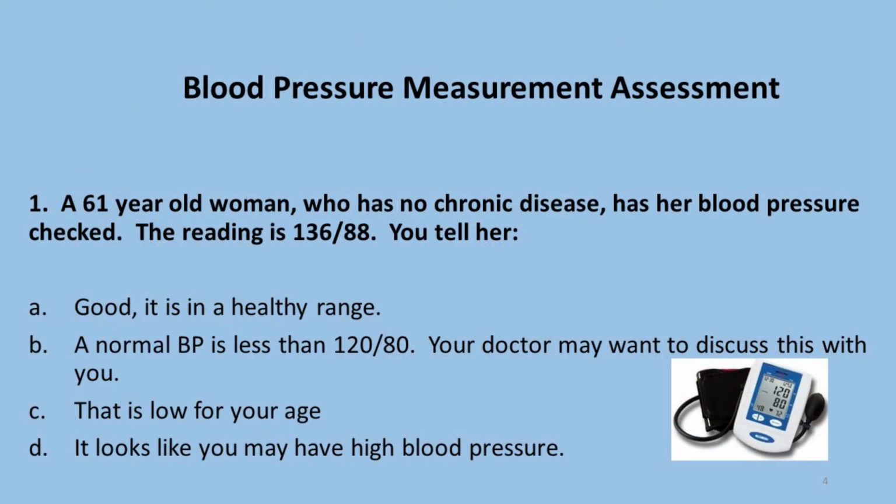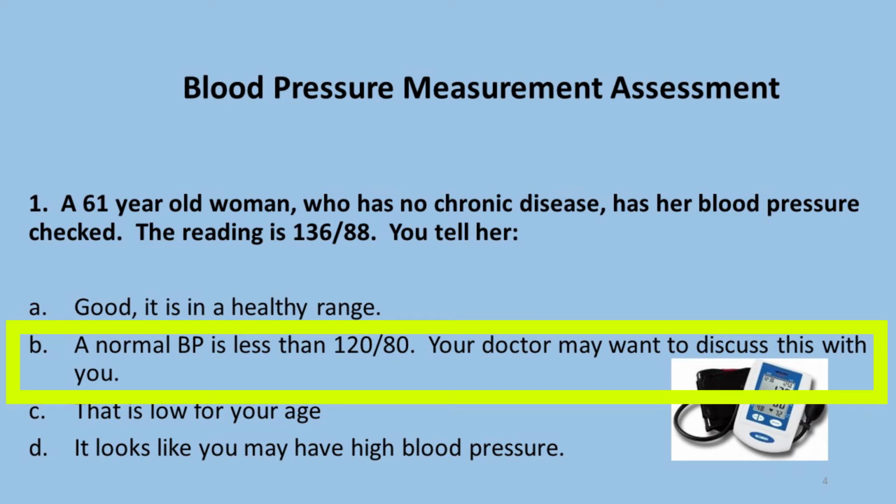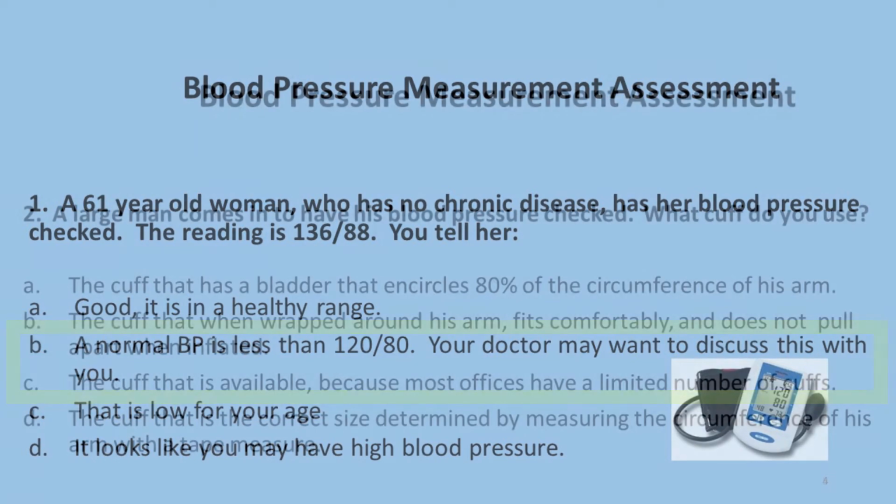Let's get started. Question 1. A 61-year-old woman who has no chronic disease has her blood pressure checked. The reading is 136/88. You tell her... This session will pause briefly so the answer can be considered. How did you answer? The answer is B. The diagnosis of hypertension is up to the physician.